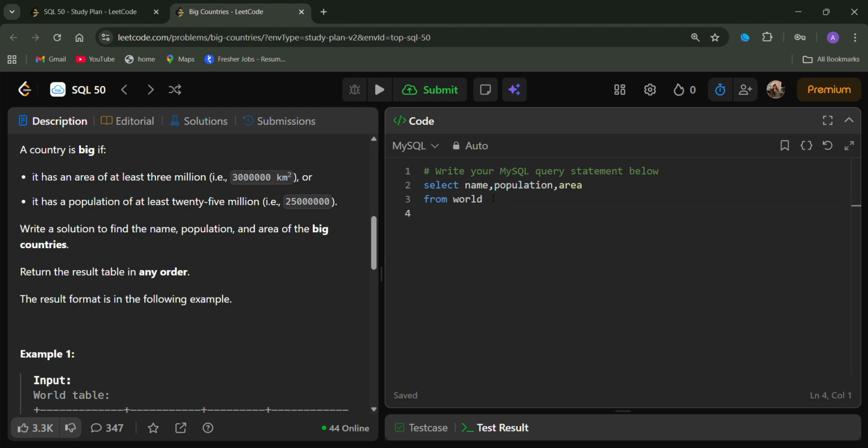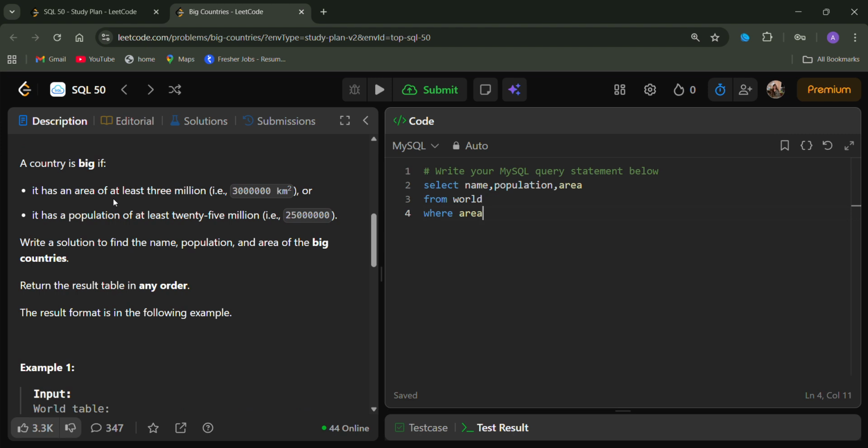and we have to write the condition in the where clause. Where area, it is given that the area of the country should be at least 3 million, right? And between these conditions, or is given, so we have to write or. And population should also be greater than or equal to 25 million.